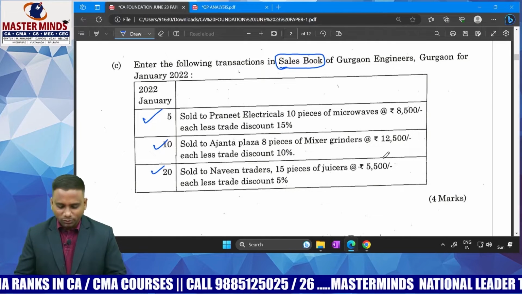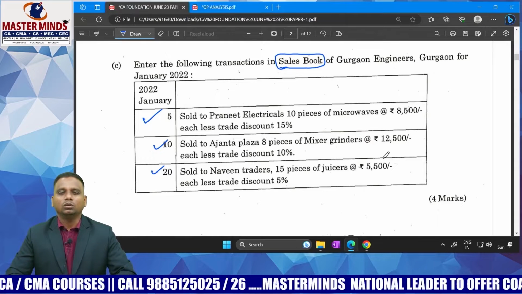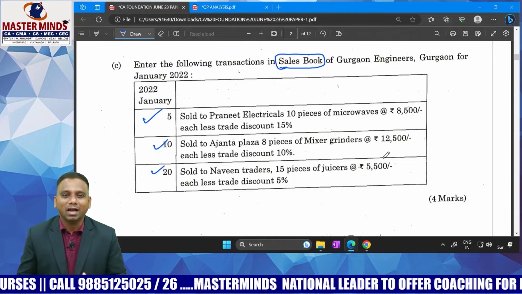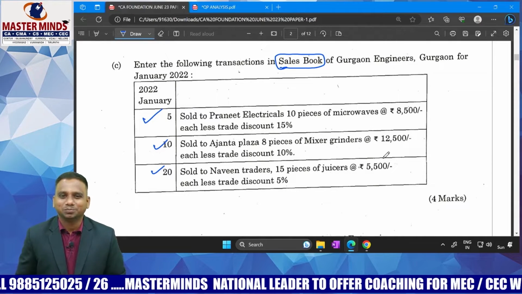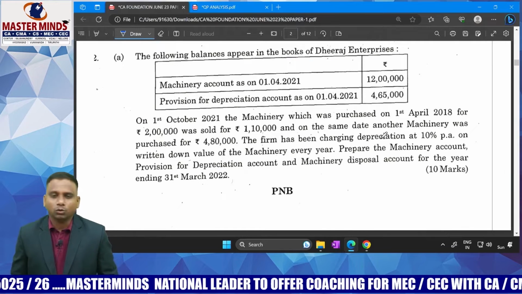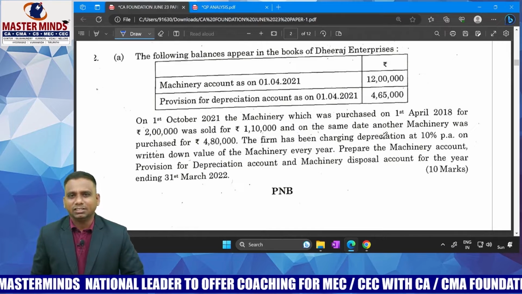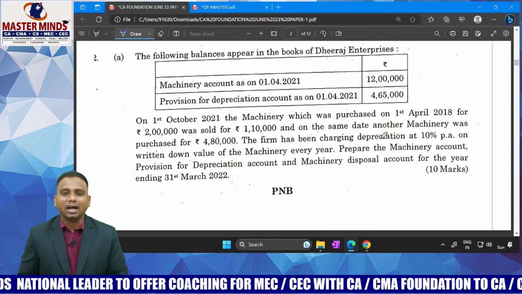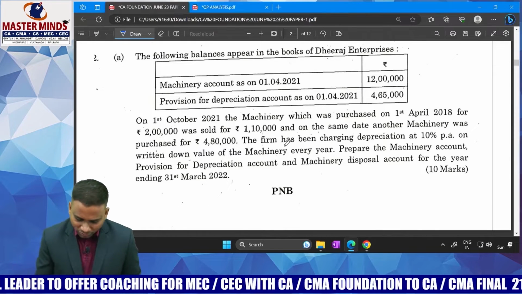Why? Because it is a 20 out of 20 marks question, if you answer the whole, at least you will get 15 to 16 marks, or sometimes you have a chance to get 20 out of 20. Yes or no, students? Next question. Second question. The following balances, this is from depreciation. Yes or no? So, when you get a question from depreciation, identify which method of depreciation it is.